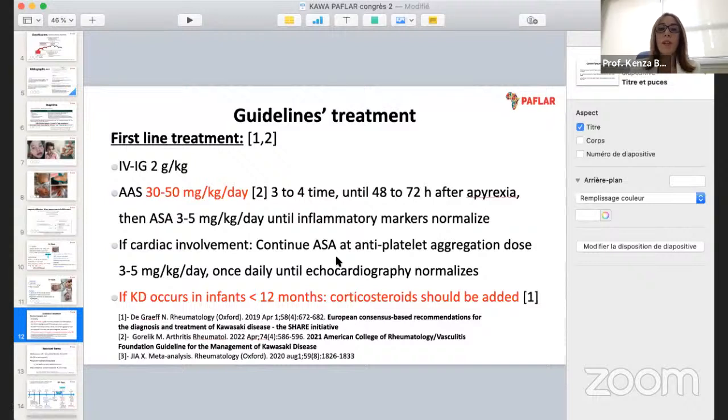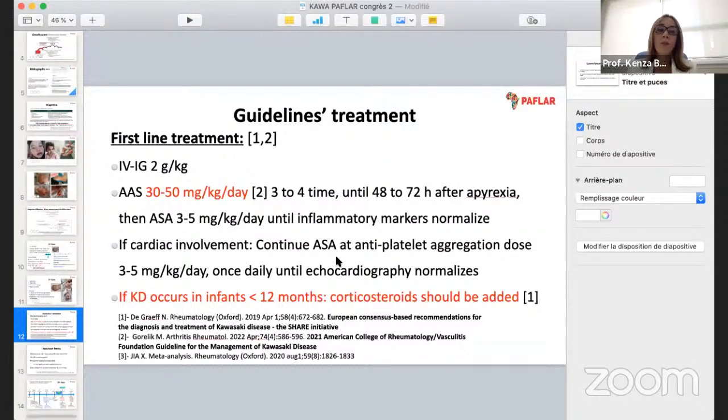À la lumière de cette observation, nous allons parler du traitement de première ligne, qui est un traitement complètement codifié et qui fait l'unanimité. Il repose sur les immunoglobulines intraveineuses à la dose de 2 grammes par kilo, sur un traitement par aspirine à des doses dites moyennes de 30 à 50 mg/kg par jour, par opposition à des doses plus élevées de 80 à 100 mg/kg par jour, qui étaient longtemps prescrites par les Américains.